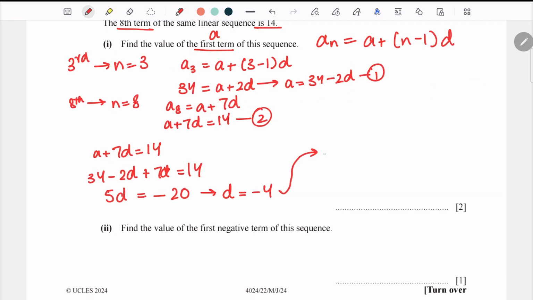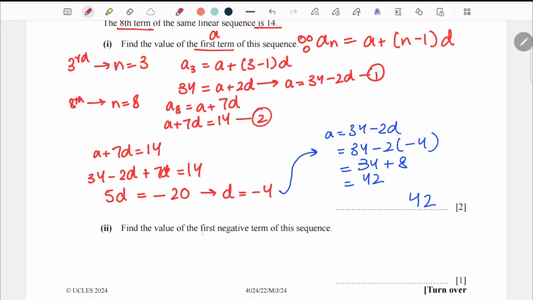I'll use this value of d in this equation to find a. So a is equal to 34 minus 2d, 34 minus 2 bracket minus 4, and this should be equal to 34 plus 8. 2 into minus 4 is basically 8, and this will be equal to 42, which will be our final answer.